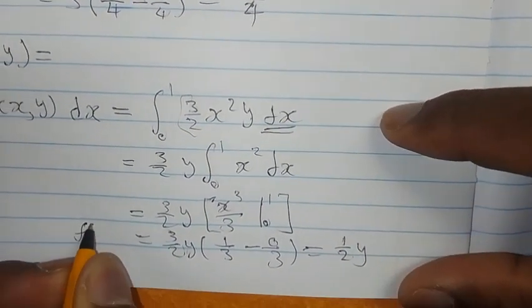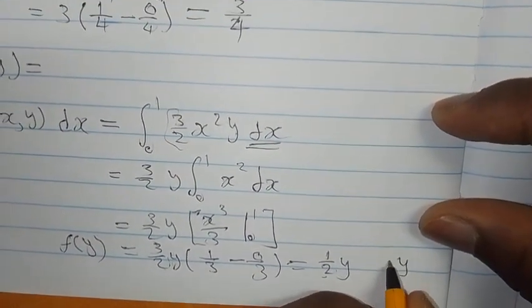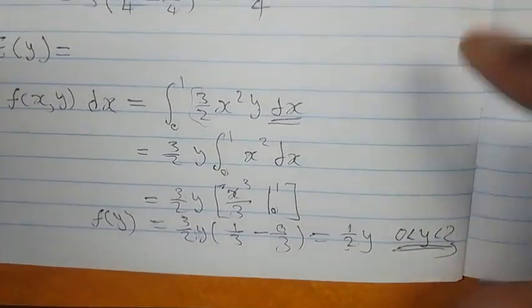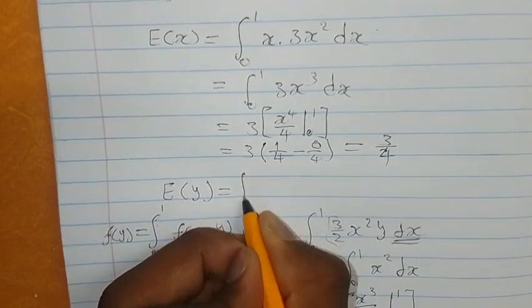So that means the marginal density of y will just be half y. And now don't forget to show that y can take on the values from 0 to 2. This is where that density is valid. So now, since we're looking for the expected value of y, it's a similar process.